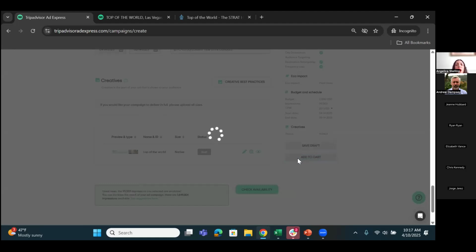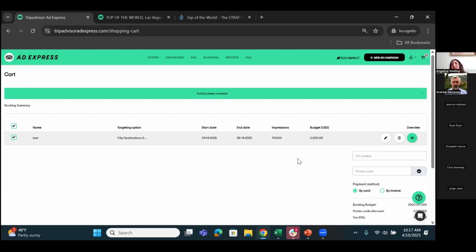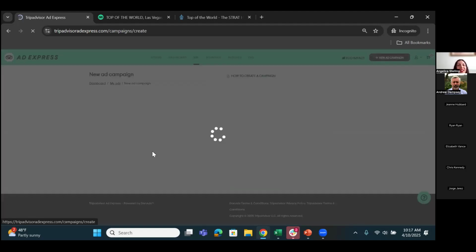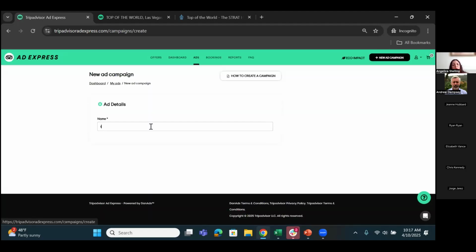Once we get to our cart, we're going to go back. We're going to create another campaign. This time we're going to do standard image display. All right, we're just going to wait. You get to get a sneak peek of what our shopping cart looks like. There we go. All right, so at this point, remember, where does the magic happen? New ad campaign. And this time we're going to call it test 2.